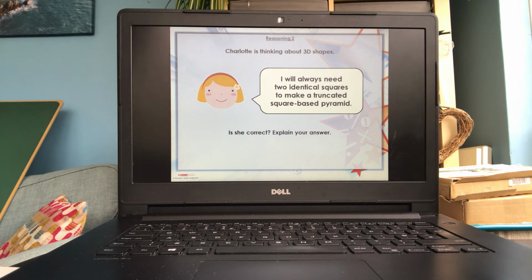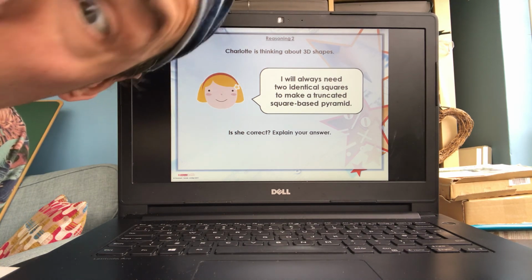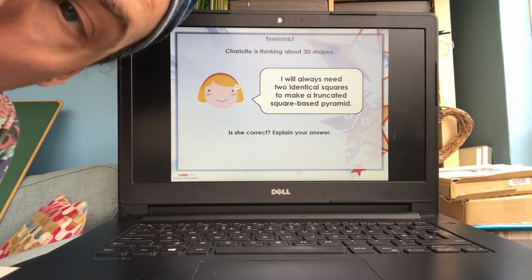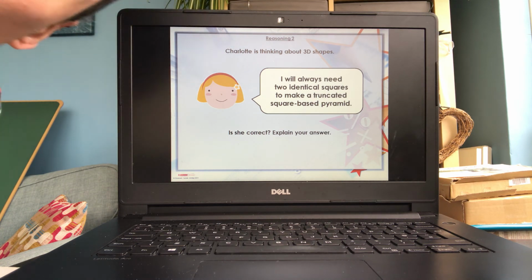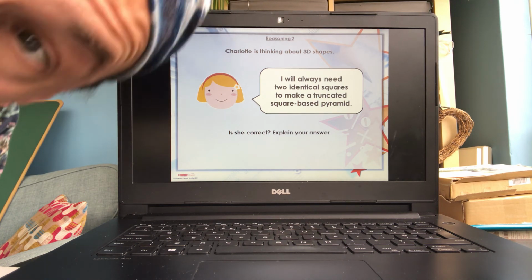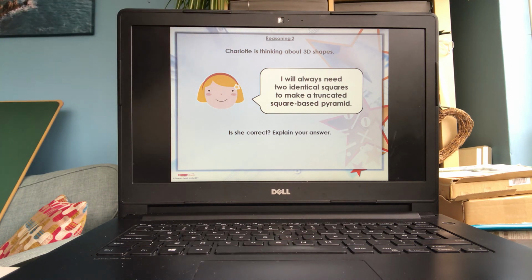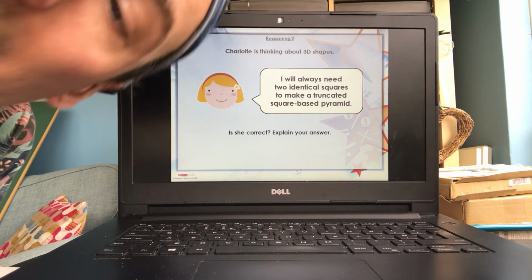Charlotte is thinking about 3D shapes. Good for Charlotte. I will always need 2 identical squares to make a truncated square-based pyramid. Now, gang, I'm going to leave you to do this one. I do know, before you think I had to look up truncated pyramid, but it works. Once you look up truncated pyramid, Google is our friend, it will make sense to you. But I want you, when you look at a truncated pyramid, to say to me, would 2 identical squares be needed? Have a think.